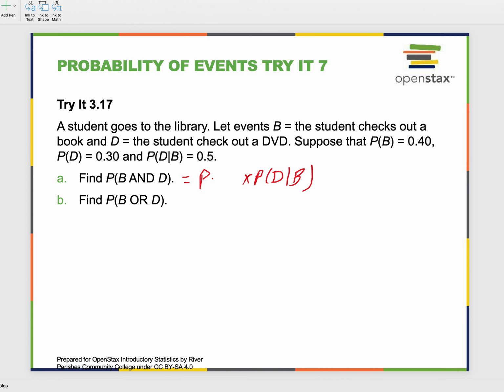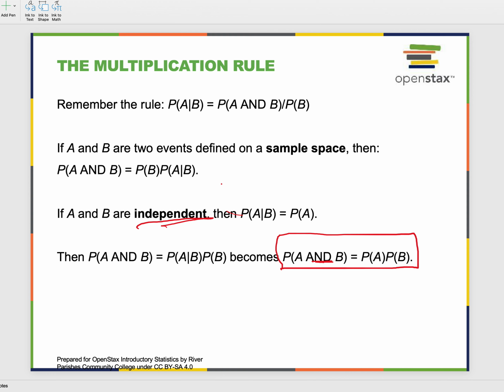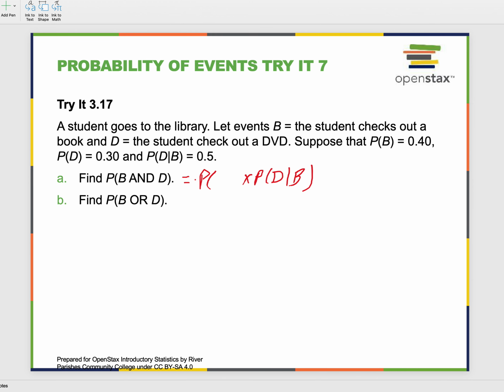And this is going to be the probability of B, A given B, yes. So this is probability of B. Well, what is that? Probability of B is 0.4 times probability of D given B is 0.5. What's 4 times 5? It's 20. Count 2 decimal places, 0.2.